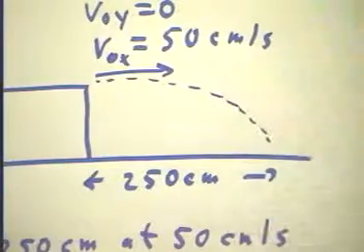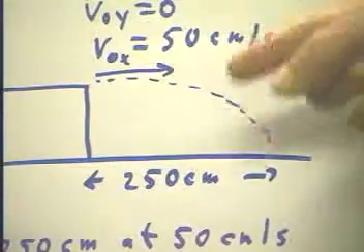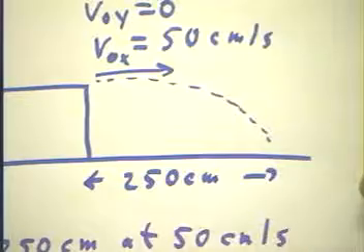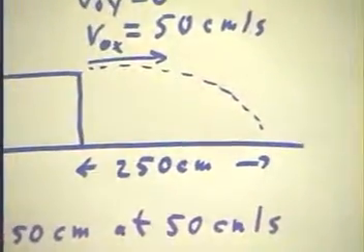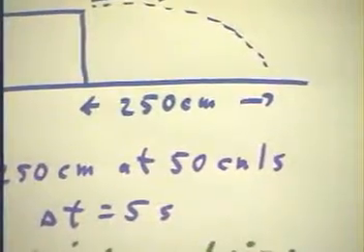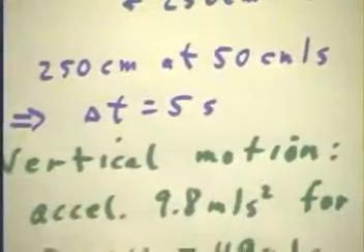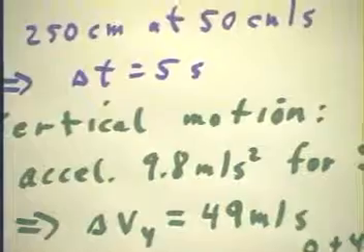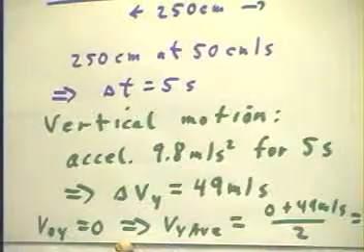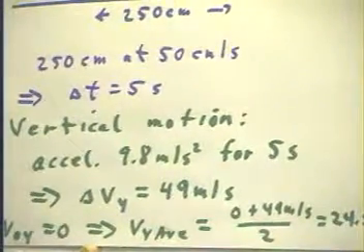How long does it take to move 250 centimeters? Obviously 5 seconds. 50 centimeters every second is going to take 5 seconds to move 250 centimeters. We don't need an equation to do that. Now we want to analyze the vertical motion. We have to analyze the vertical motion to find the vertical displacement.